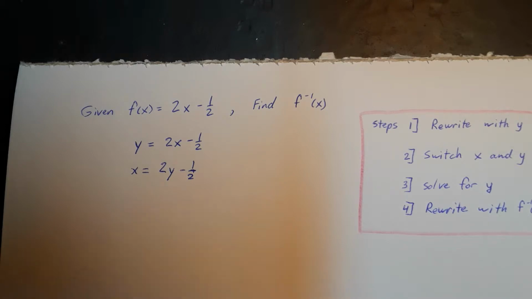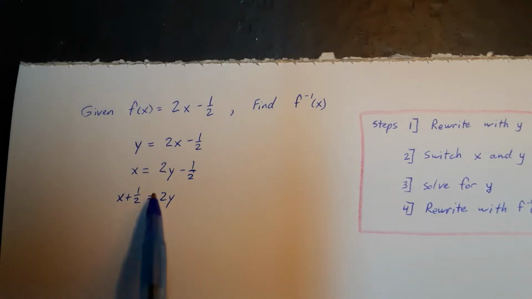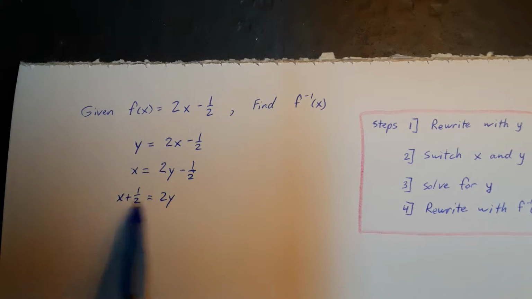Now we're going to solve for y as normal. Since I have this half being subtracted from the 2y, I'm going to add a half to both sides to get rid of this half on the right hand side. And then I'm going to divide by 2 on both sides to get rid of this 2. And when we divide by any number here, we have to divide everything. We can't pick and choose.